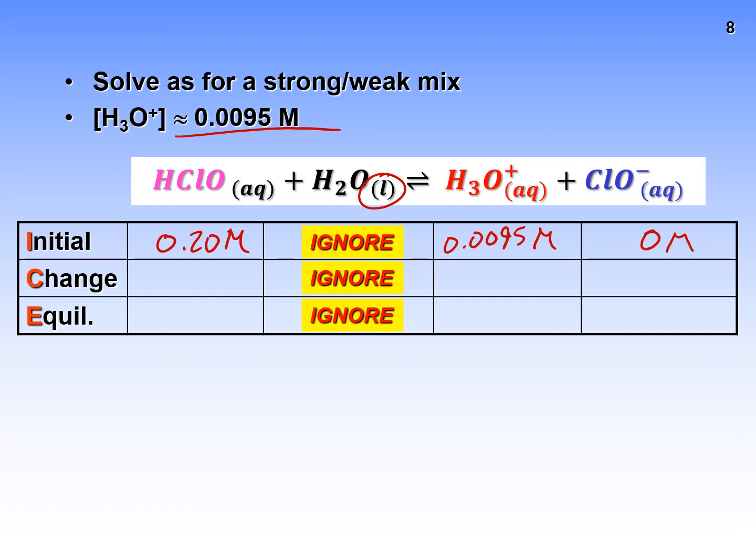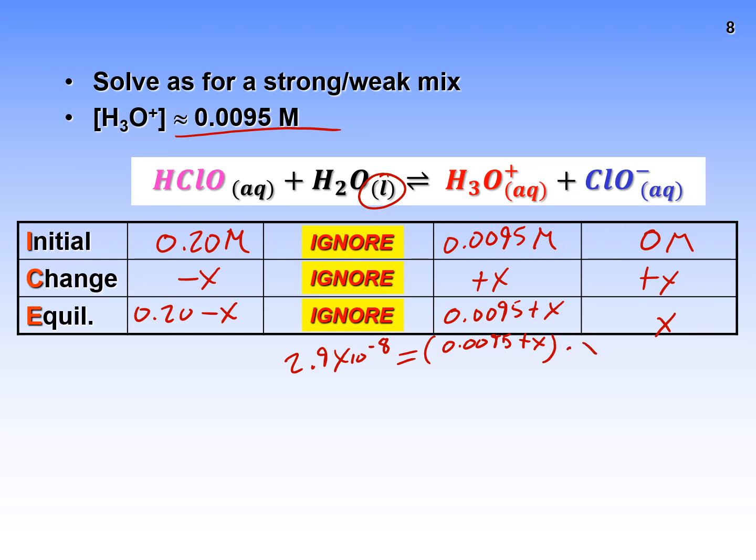So now we just fill in our change row, minus x, plus x, plus x. We get x, we get 0.0095 plus x, we get 0.20 minus x. And we can set this equal to the Ka value, which I believe is 2.9 times 10 to the negative 8, and set that equal to products over reactants, right? So 0.0095 plus x, all that, times x over 0.20 minus x in the denominator.